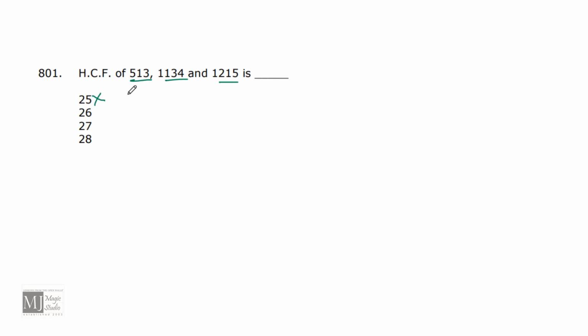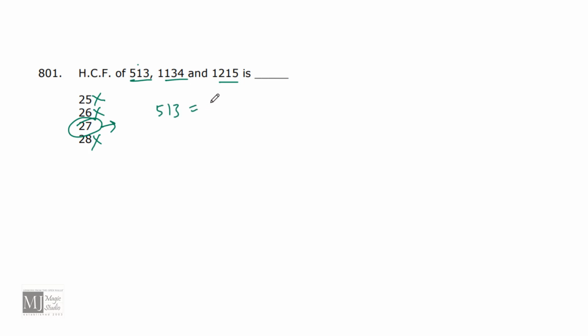Second option is 26. That means all three numbers should be at least even, but 513, 1215 are odd. So similarly, I'll cancel out 28 also, because 28 is an even number and only 1 is the even number out of these three. So we're left with only 27. Yes, now you may check.